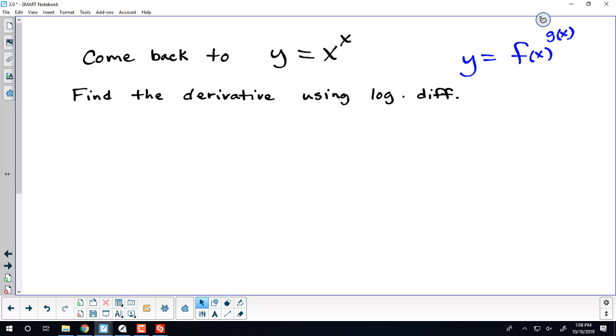If you use the ln, you don't have that extra ln on the bottom. But for any other logarithm you introduce, you'll have that extra ln in the derivative.